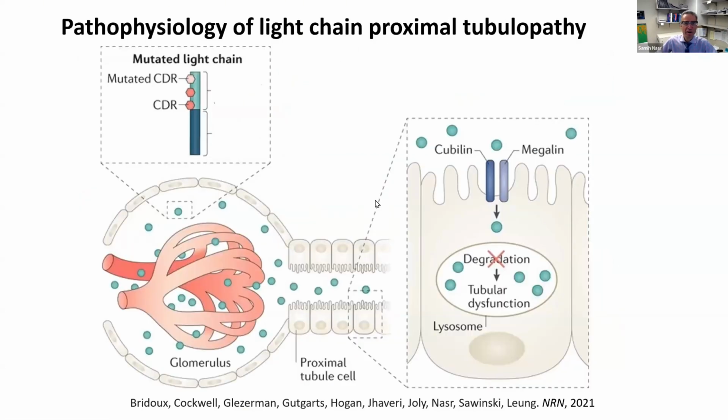In light chain proximal tubulopathy, the secreted monoclonal immunoglobulin light chains bear mutations in the variable domain that render them resistant to degradation by the lysosomal system in the proximal tubules, so they accumulate as crystals or inclusions that disrupt lysosomal function and cause cell injury.